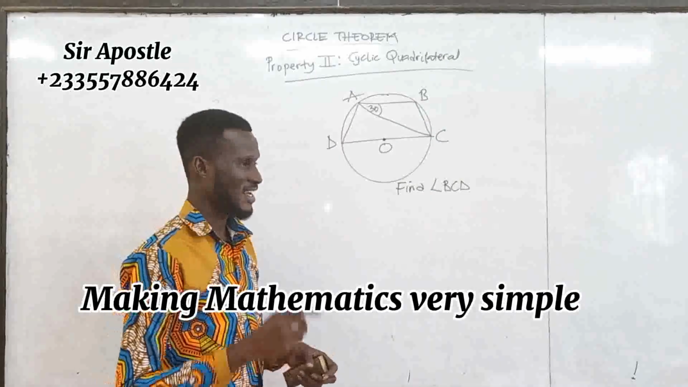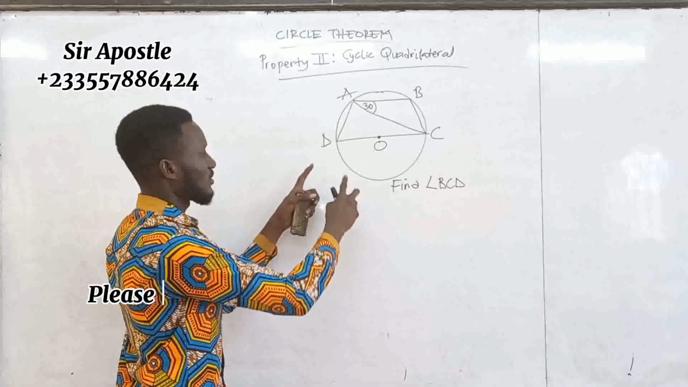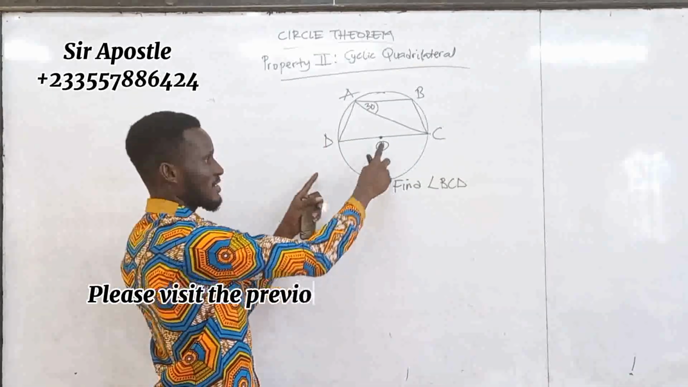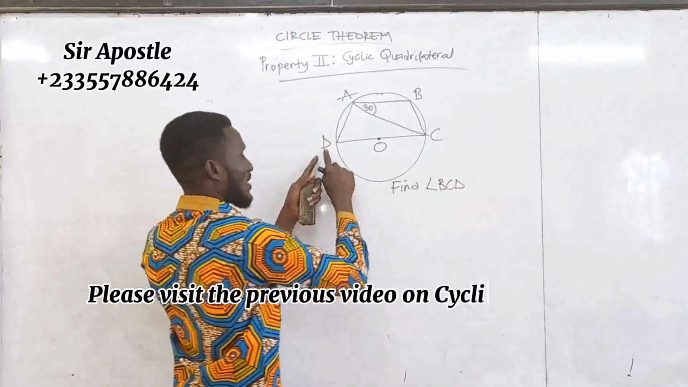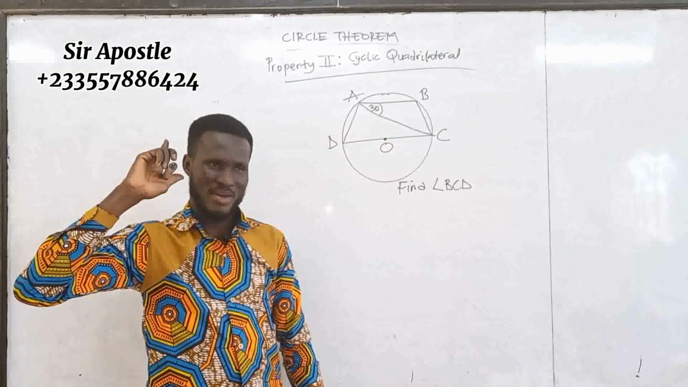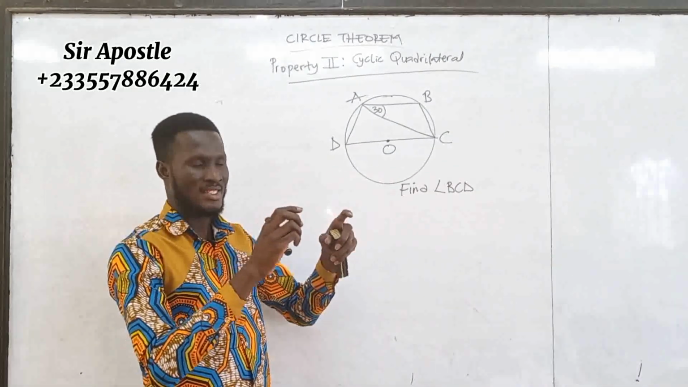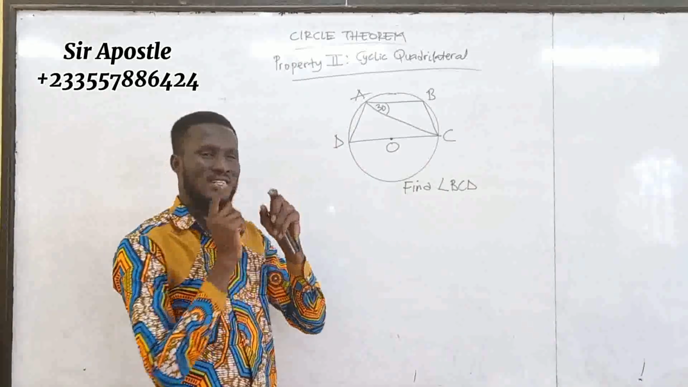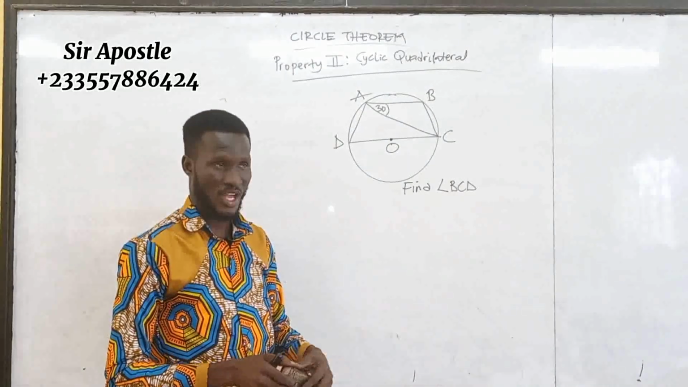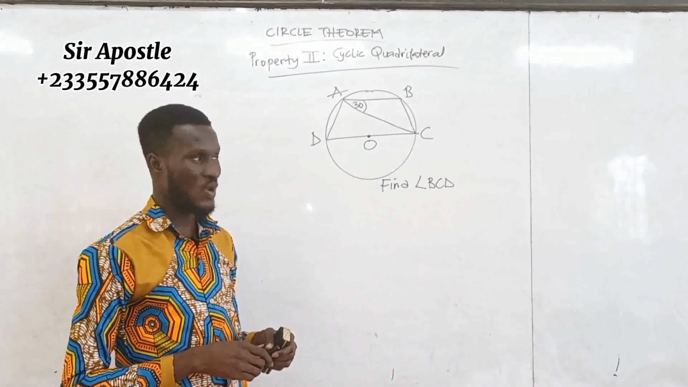Now, let's see how we are going to solve this. Looking at this, I can see that we have a center O here, so DC is the diameter. Then we can remember our diameter rule: when the diameter forms an angle at the circumference of the circle, that angle is 90 degrees. I hope you remember. Go and check our previous video on property 1.